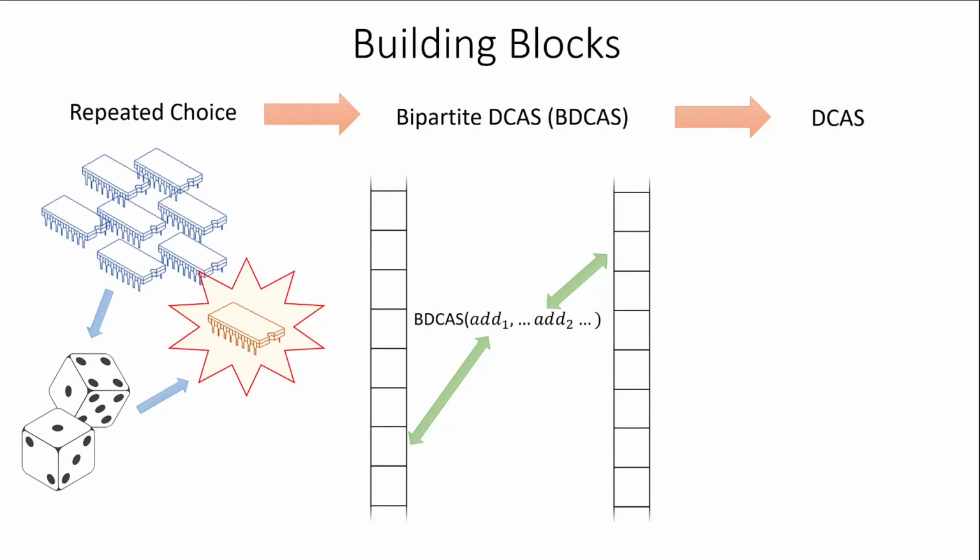I have shown so far how to construct the DCAS algorithm with logarithmic amortized expected step complexity using the repeated choice object. In the next part, I will show you how to use any DCAS object to implement a randomized DCAS algorithm.